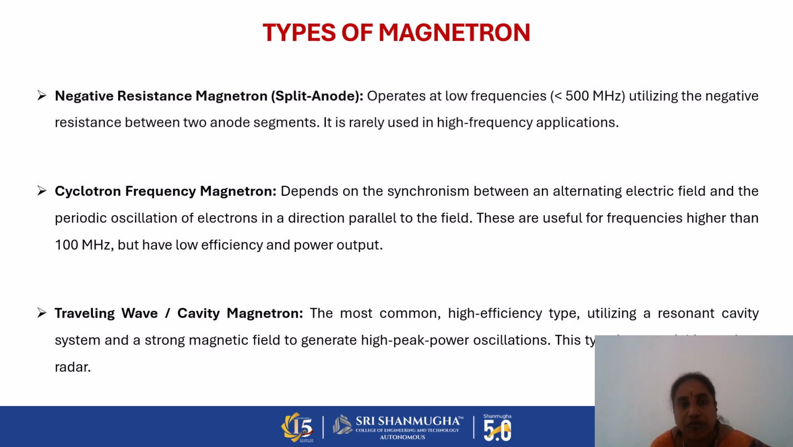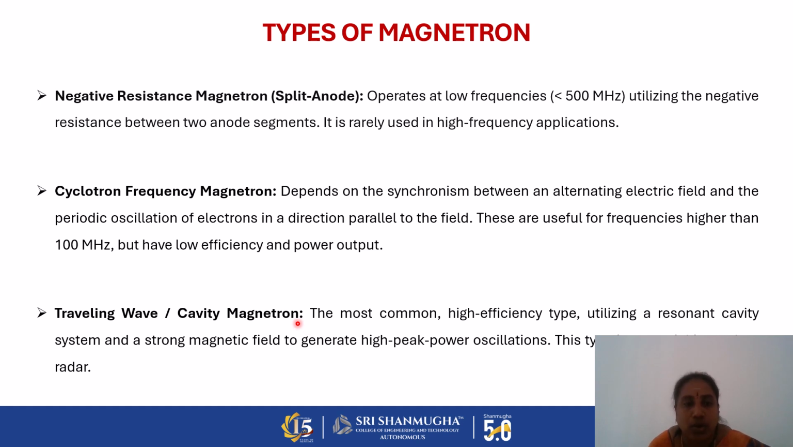And these are all the types of magnetron: split anode, cyclotron frequency magnetron, and traveling wave, or cavity. Based on the frequency ranges, it is split into three levels. The first type operates only below 500 megahertz, and the cyclotron type operates at higher than 100 megahertz. But in the cavity type, we can use gigahertz frequency. That's why, as I discussed, we mostly use up to 10 gigahertz.